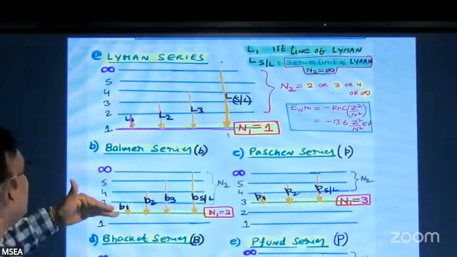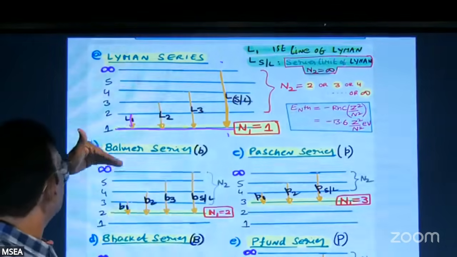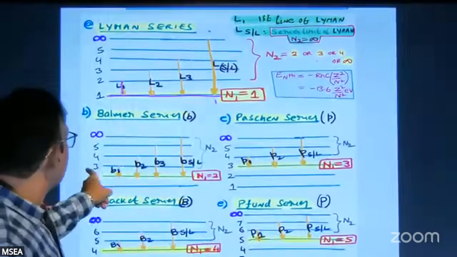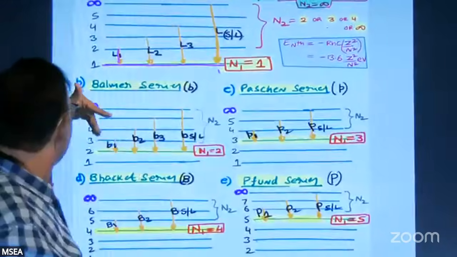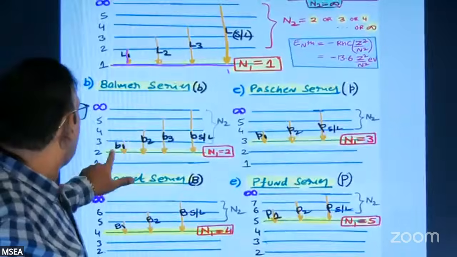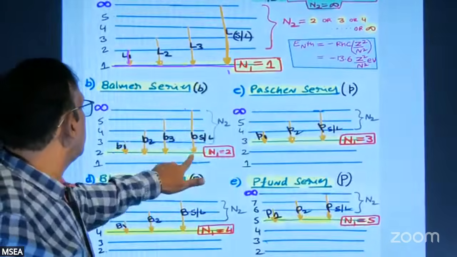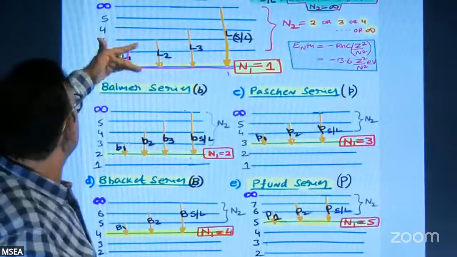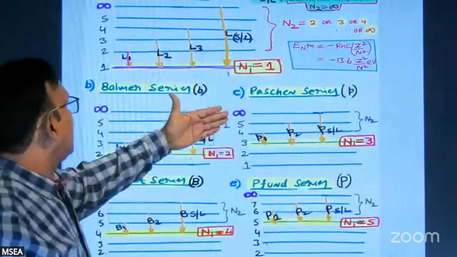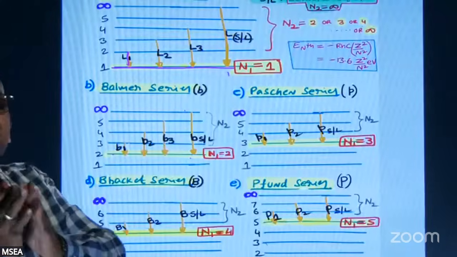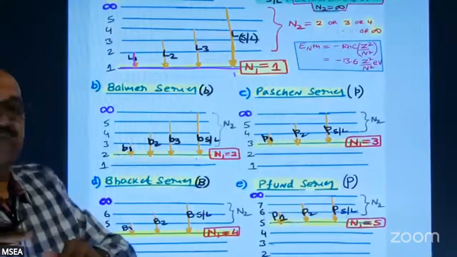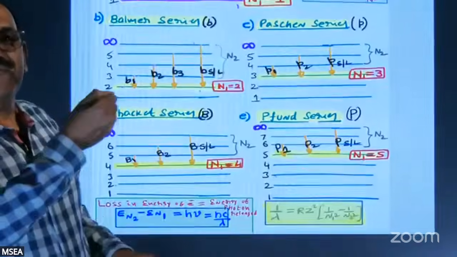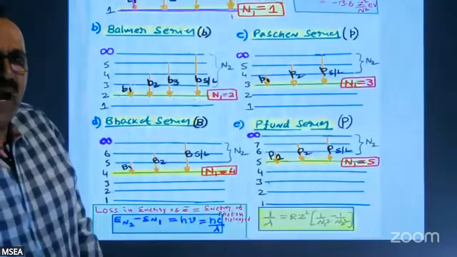Similarly, in the case of the Balmer series, the electrons have to finally jump to the second orbit. 3 to 2 is the first line of Balmer. Infinity to 2 happens to be the last line of Balmer. So these are the Lyman, Balmer, Paschen, Brackett series. All these are generally most familiar to you, so we need not spend more time on it. But you have to have some idea about these points.